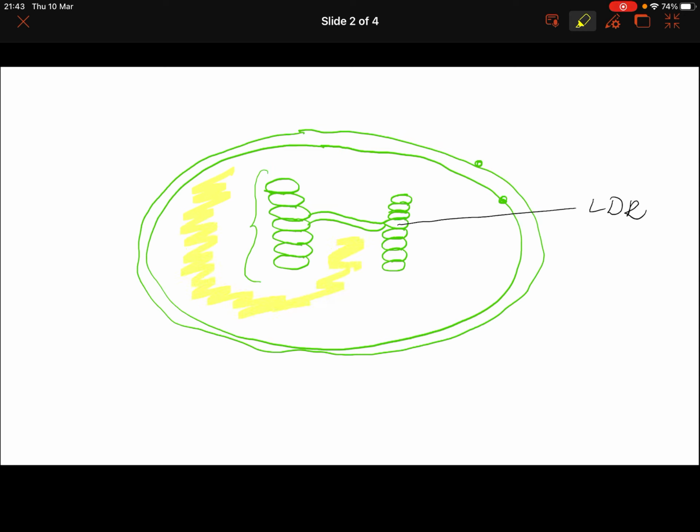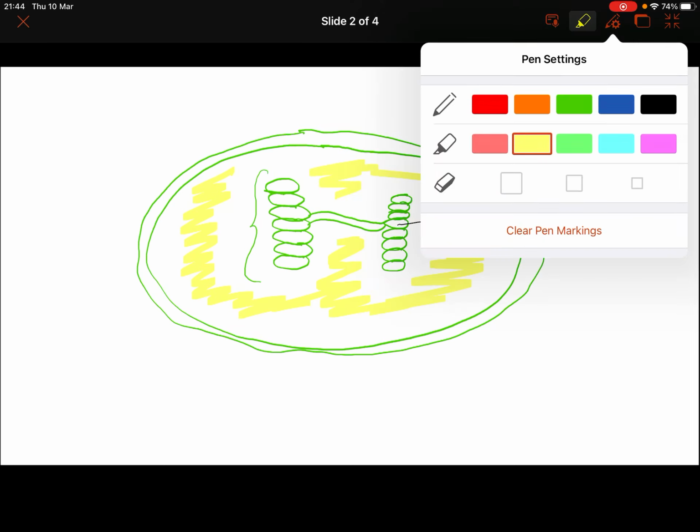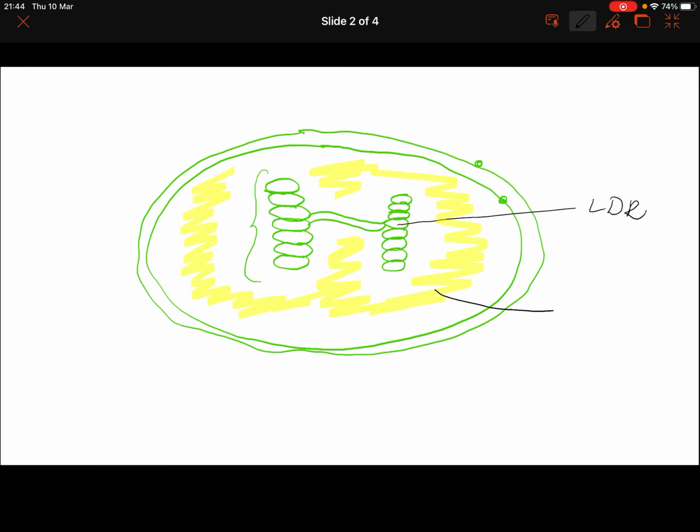So this is the stroma, this is the remainder, the fluid of the chloroplast. So imagine just like a cytoplasm. So that's called stroma. And this is where the light-independent reaction, also called the Calvin cycle, is taking place. So today we will look at the whole process of the light-dependent reaction and the light-independent reaction, and see how the two link together. So the light-dependent reaction happens in the thylakoid membrane.